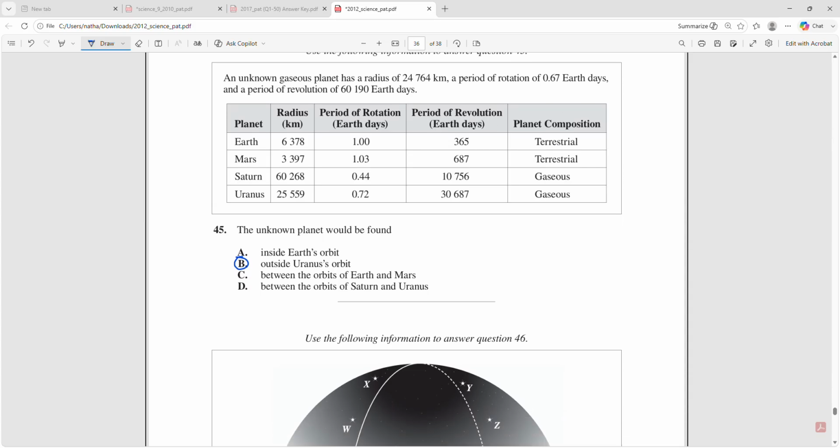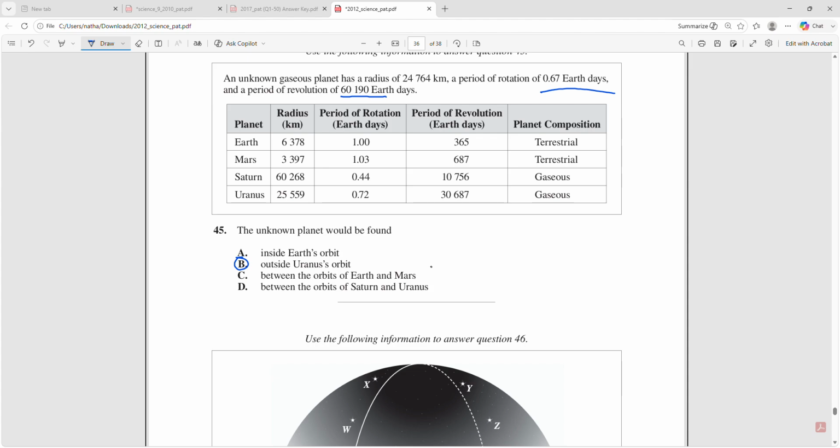Okay, an unknown gaseous planet has a radius of 24,000 and some odd kilometers, a period of rotation of 0.67 Earth days. So that means it spins around once in less than one Earth day. So it spins faster, right? And a period of revolution of 60,190 Earth days. So period of revolution meaning how long it takes to go all the way around the sun.